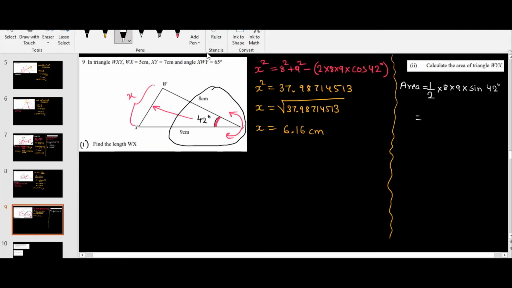So answer, let me multiply the numbers first. 8 multiply 9 multiply sine of 42 degree, and then I will divide it with 2. So the answer is 24.088 dot dot dot. This answer I can write it in three significant figure. It will be 24.1 centimeter square, because it is area.